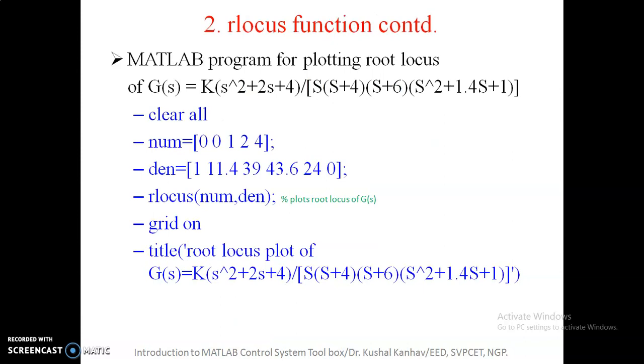Now this is the MATLAB program for plotting the root locus. I have taken an example of the transfer function G(s) = K (s^2 + 2s + 4) / s (s+4)(s+6)(s^2 + 1.4s + 1). In this function you will find that in the numerator the highest power of s is 2, and if you solve this denominator polynomial, then you will get the highest power of s as 5.